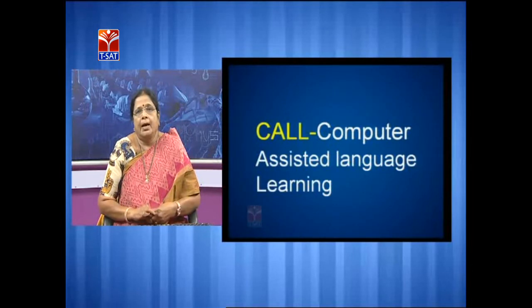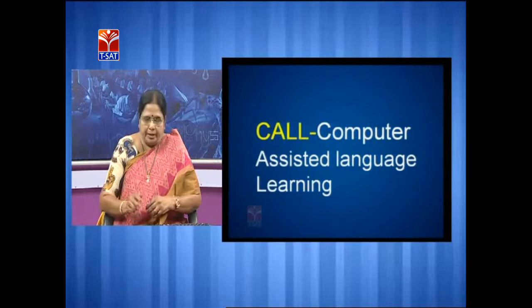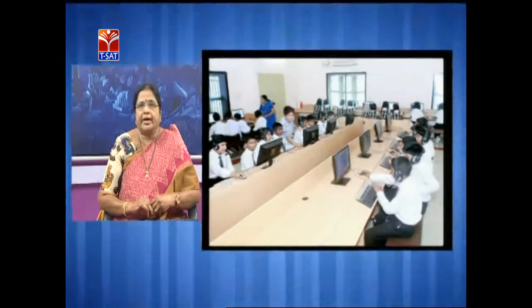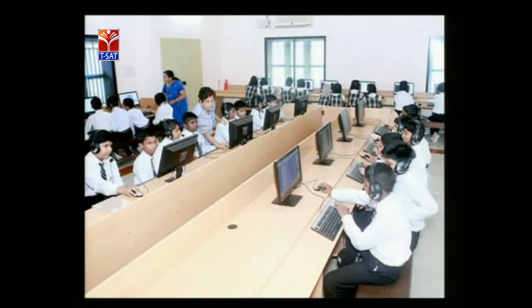Now CALL, C-A-L-L, Computer Assisted Language Learning. Learners using the computer and trying to enhance their skills. Our language labs are an example of this. Now here we see the students in front of the computers and they have their headphones, and watch them carefully. Well, here we see students attentively listening, and you can also see the teachers moving around and guiding and supervising the students.